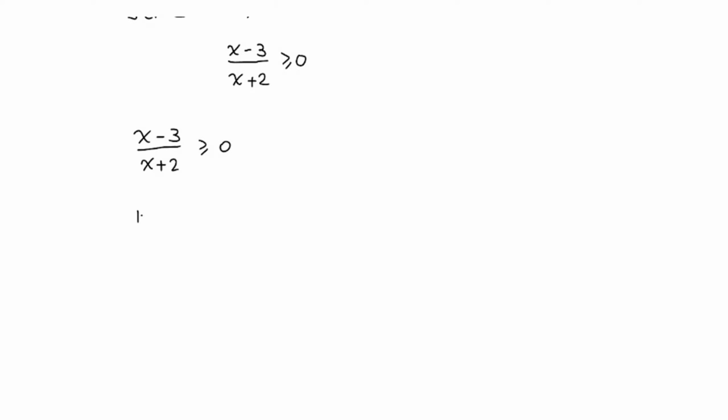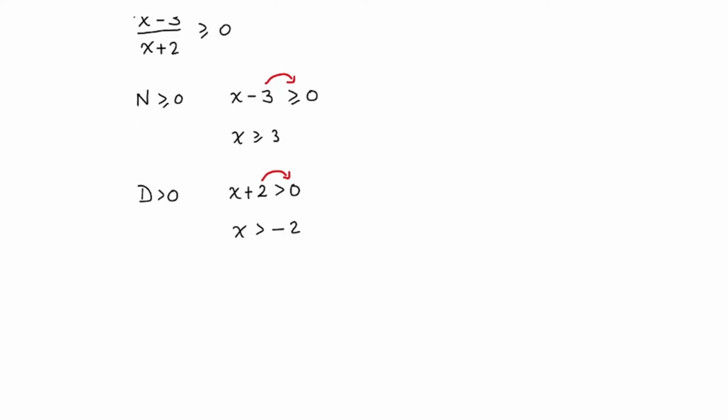First, we study when the numerator is greater than or equal to 0. So, x minus 3 is greater than or equal to 0, which gives x is greater than or equal to 3. Second, we study when the denominator is strictly greater than 0. So, x plus 2 is greater than 0, which gives x is greater than -2. Now we want to combine these two conditions. To do this, we use a sign table.